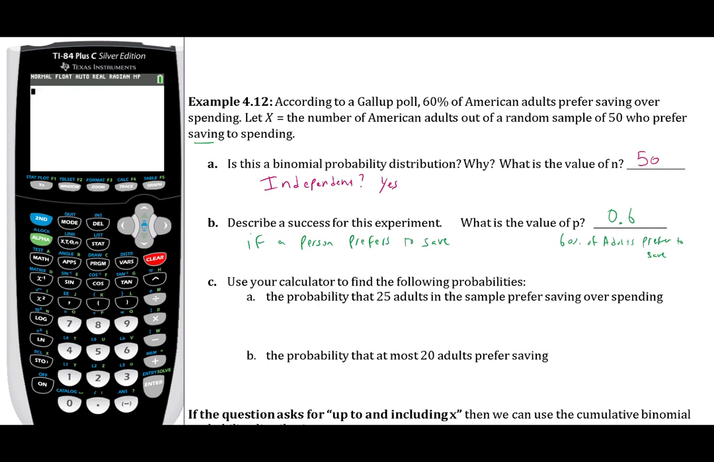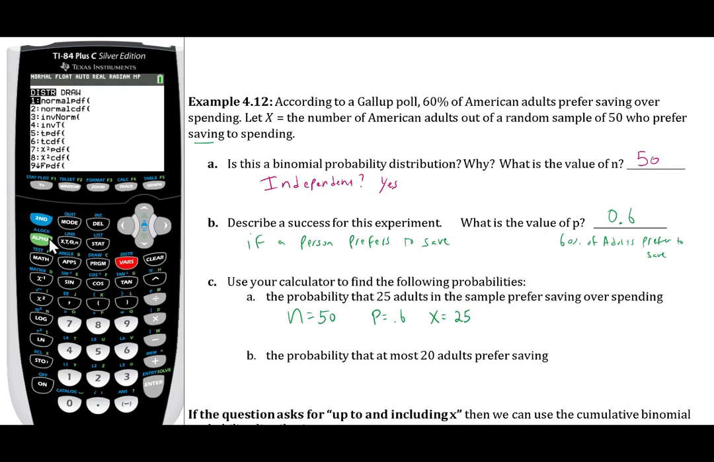Now we're going to use our calculator to calculate the following probabilities. Find the probability that 25 adults in the sample prefer saving over spending. So for this one, we have N is equal to 50, P is equal to 0.6, X is equal to 25. I suggest pausing your video now and trying to calculate this. All right, do you have an answer? Let's look to see how to do this in the calculator.